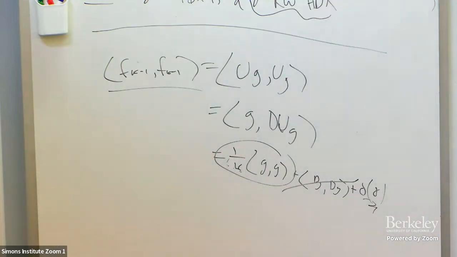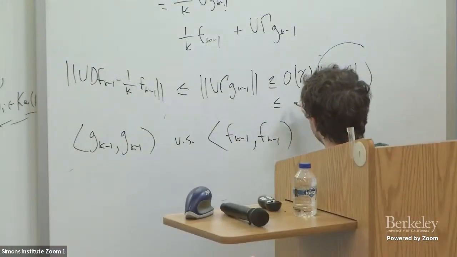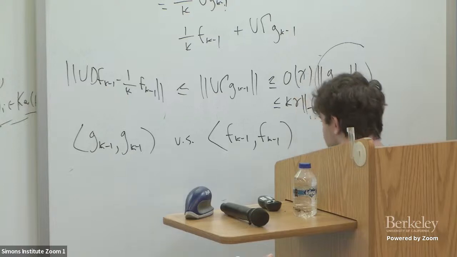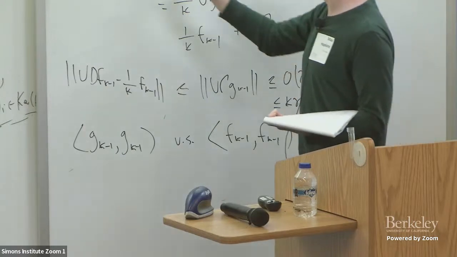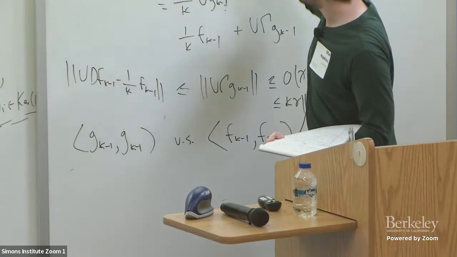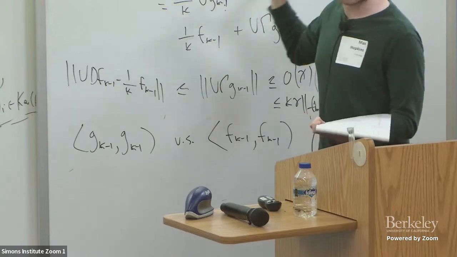And so finally, I can go back to this step here, and up to including some extra error factor, I can get that this is less than or equal to k times gamma times the norm of fk minus 1, which is what we actually wanted to prove. If you want to do this for general i, it's really the same. The only difference is that there will be a few more u's here, and I just have to do this as many times as there are u's. It's the exact same proof.